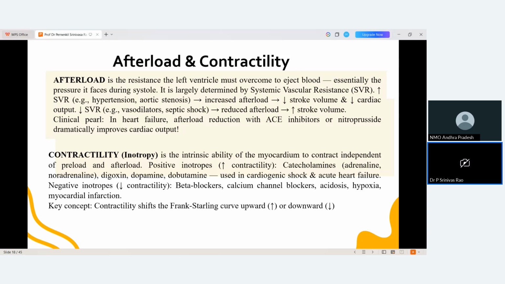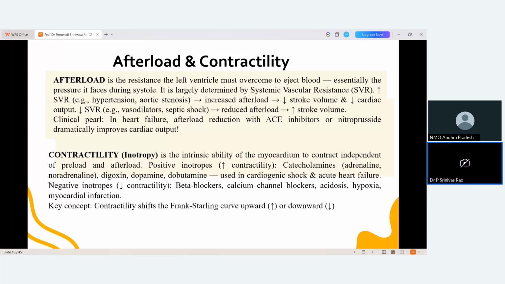Afterload means it is the pressure which the ventricle has to overcome. Whenever that pressure is more, the stroke volume will be less, and there is a decrease in the cardiac output. So in heart failure, afterload reduction with ACE inhibitors or nitroprusside dramatically improves the cardiac output. Remember, Frank-Starling's law holds only within the physiological limits. When it crosses the physiological limits, like in heart failure, you have to keep using the drugs.